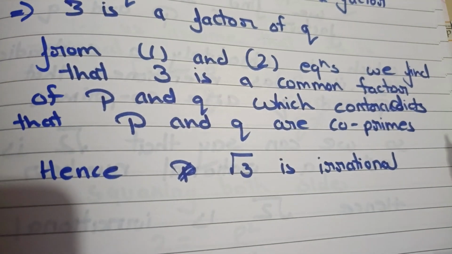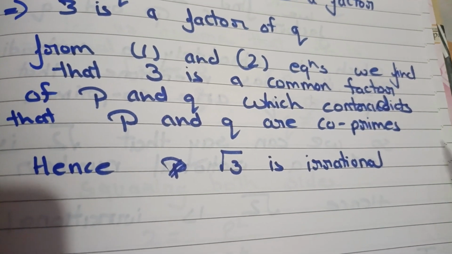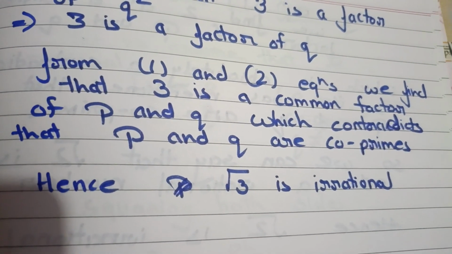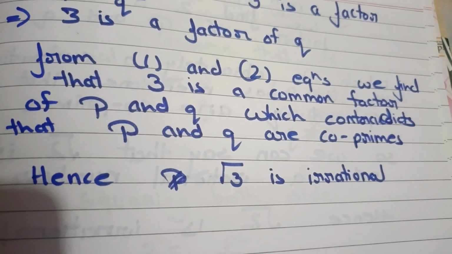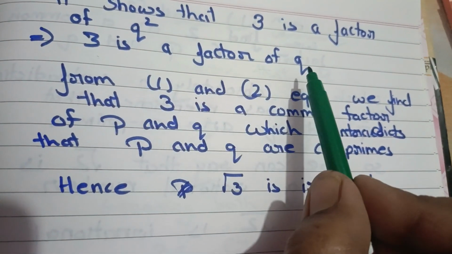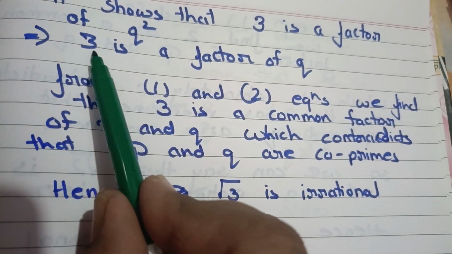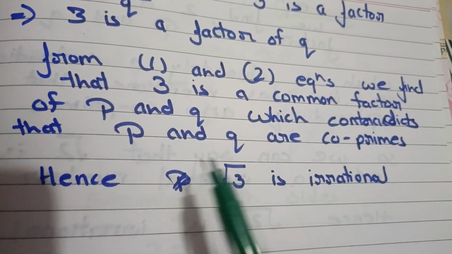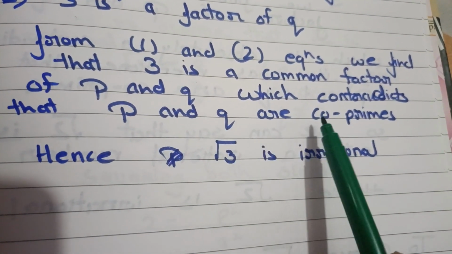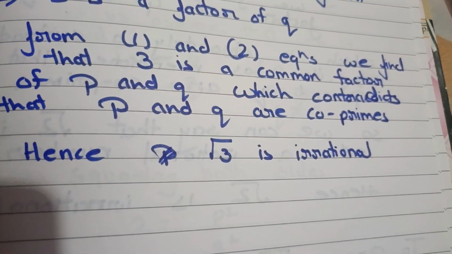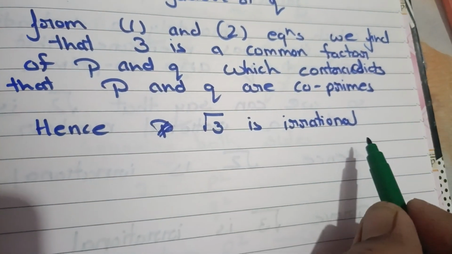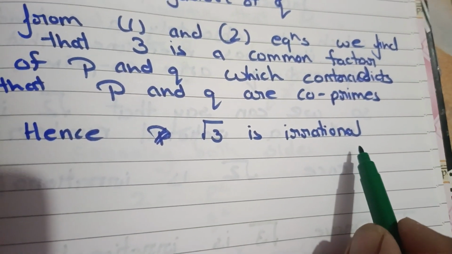Q. Earlier we have written that 3 is a factor of P. Here we are saying that 3 is a factor of Q. So it is a contradiction that P and Q are co-primes, which we have written earlier at the starting. Hence √3 is not rational, it is irrational.